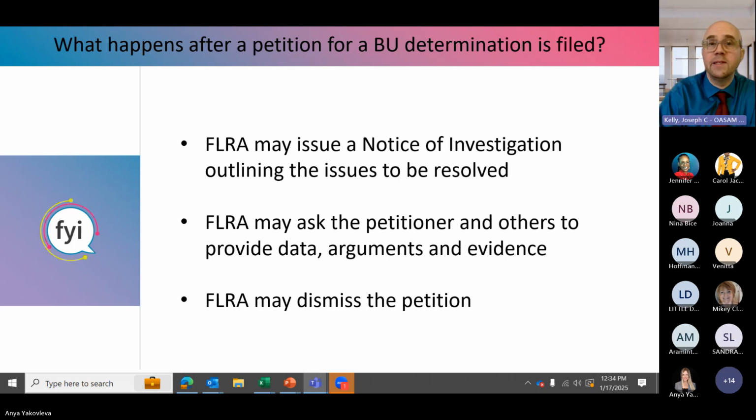The FLRA may ask the petitioner and the other parties involved to provide data and make their arguments, give their positions, and provide any additional evidence that would go to whether this group of employees should be considered a singular bargaining unit. And if the FLRA decides that they're not really into it, they can dismiss the petition and choose not to grant the bargaining unit determination. Next slide, please.